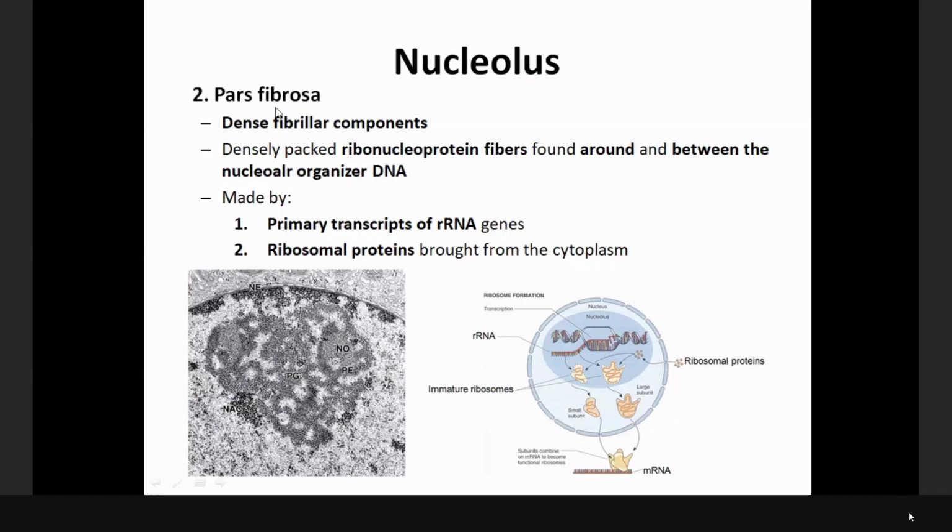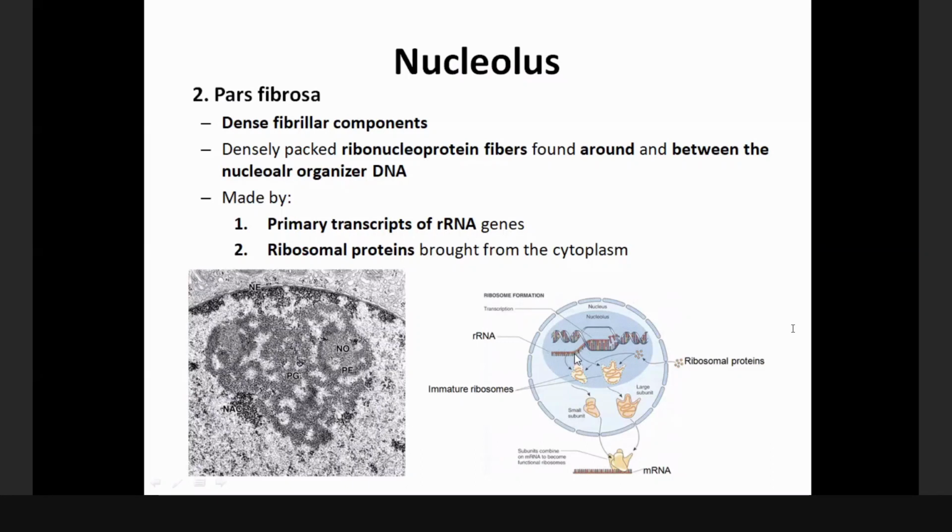Then the second region is this type of things, and this one. This one is a recently transcribed ribosomal RNA. So it is a primary transcript, which is fibrillar in shape. It is small segments of primary transcripts of RNA.